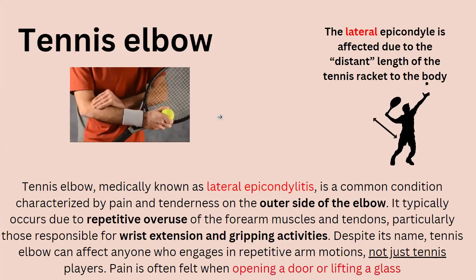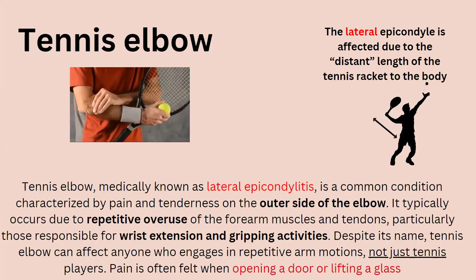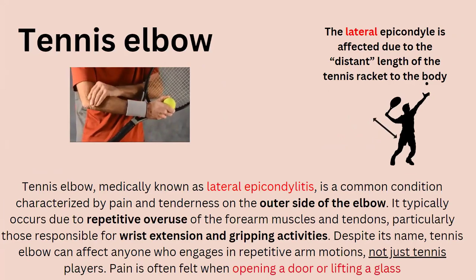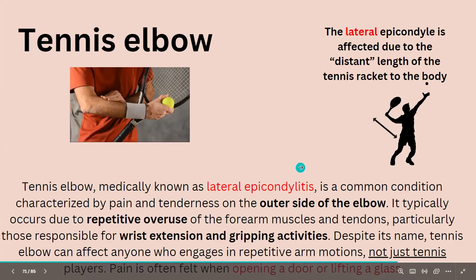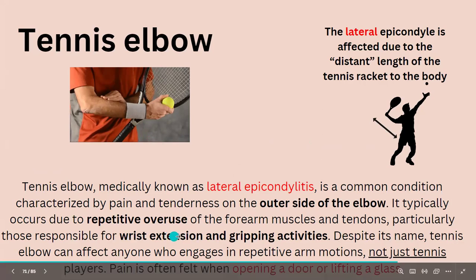Now, the second one is the tennis elbow. It's really similar to the golfer's elbow, although it happens on the lateral epicondyle. It's common, and characterized by pain and tenderness on the outer side, or the lateral side, of the elbow. It occurs due to repetitive overuse of the forearm muscles and tendons, particularly those responsible for wrist extension and gripping activities, which makes sense since the lateral epicondyle is also the common extensor origin. So it makes sense that muscles responsible for wrist extension and gripping activities would get affected.